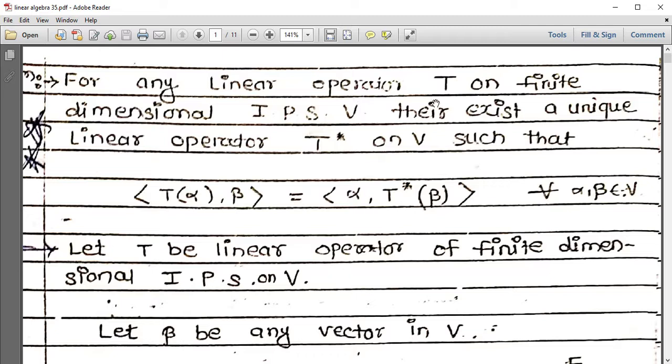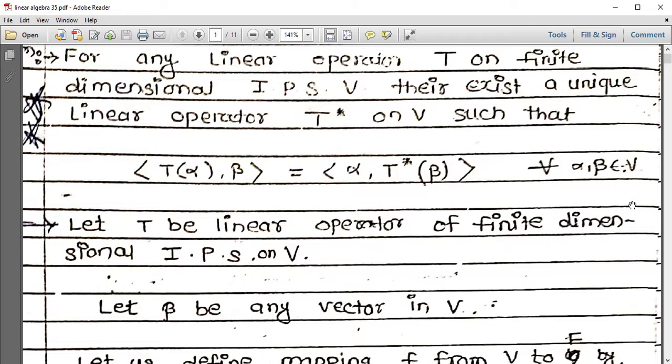For any linear operator T on a finite dimensional inner product space V, there exists a unique linear operator T star on V such that the inner product of T of alpha with beta is equal to the inner product of alpha and T star of beta, for all alpha and beta belonging to V.